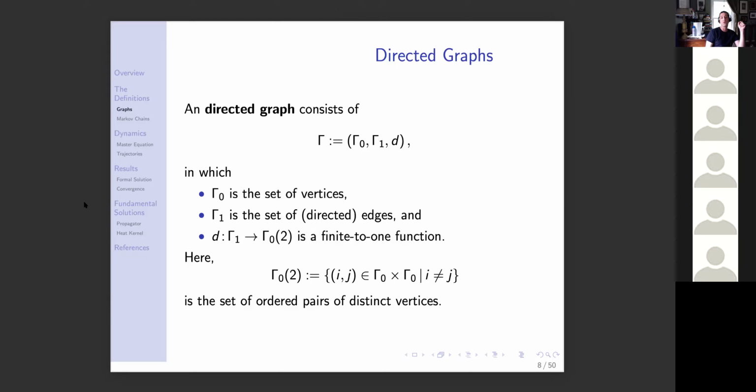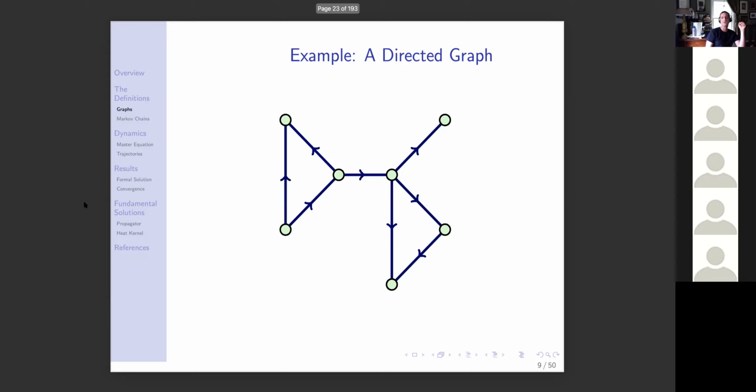It's the set of ordered pairs of distinct vertices. So in the previous definition, in an undirected graph, you just had an unordered pair. Now we have ordered pairs of distinct vertices. And here's a picture of a directed graph where the edges now have direction.